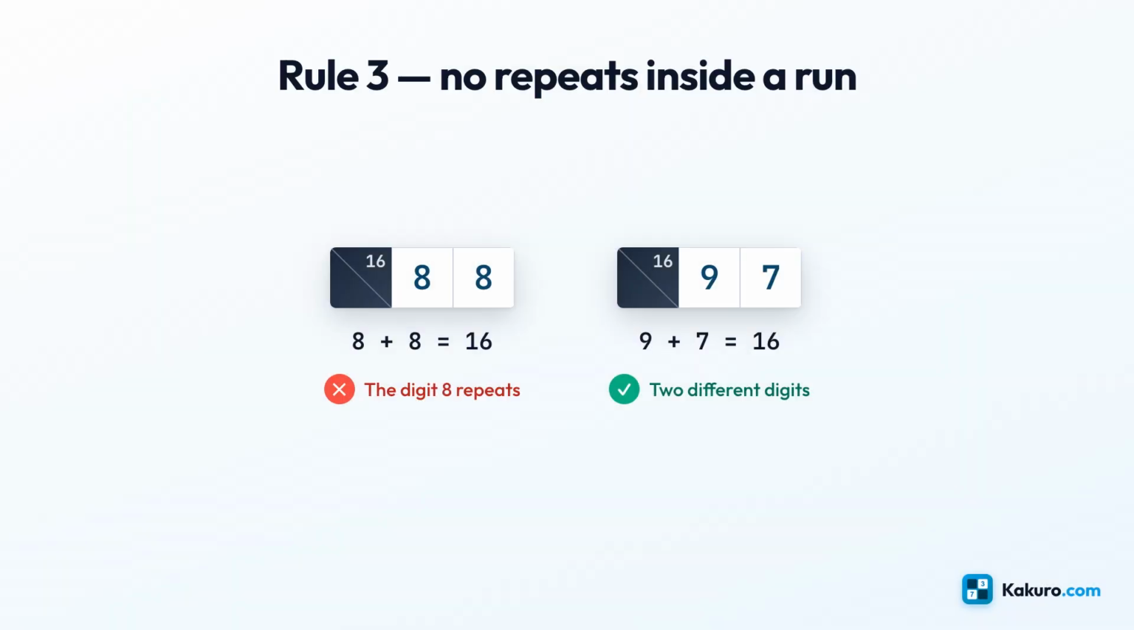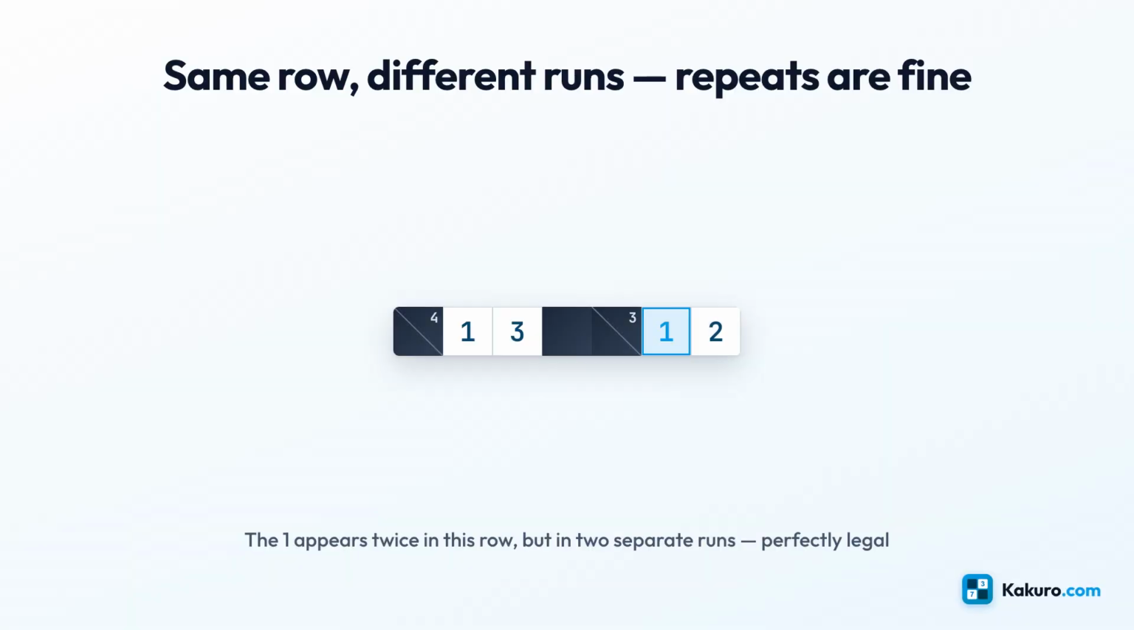Third, and this is the one beginners forget, within a single run, no digit may repeat. So a total of 16 across two squares cannot be 8 and 8. It has to be 7 and 9. But here is the important detail. That rule applies inside one run only.